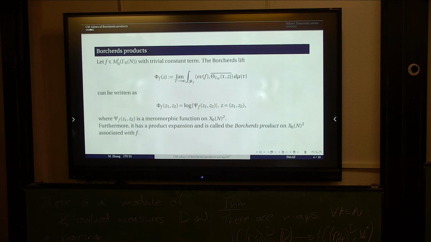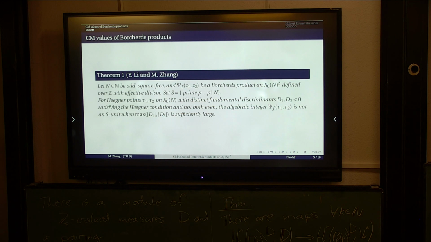So let F be a weakly holomorphic modular function with level gamma 0n and trivial constant term. The Borcherds lift phi F of F is defined by the regularized theta integral of the vector valued induction of F against the Siegel theta function defined by Borcherds. So this Borcherds lift can be written as the logarithm of a Borcherds product. So it is a meromorphic function on the product of modular curves, and it has a product expansion, and is called the Borcherds product associated with F on the product of modular curves.